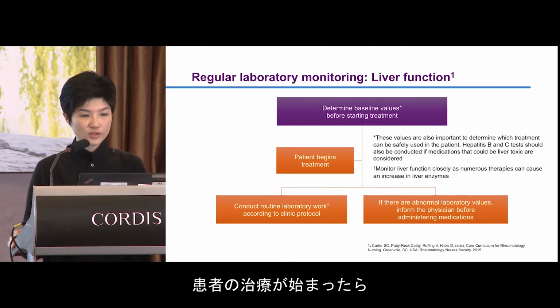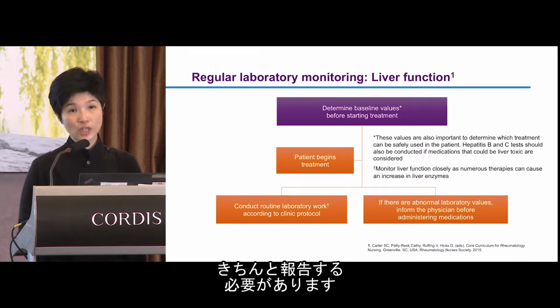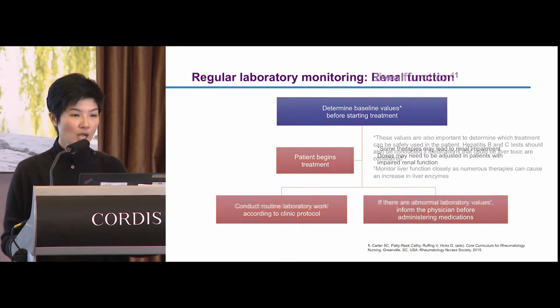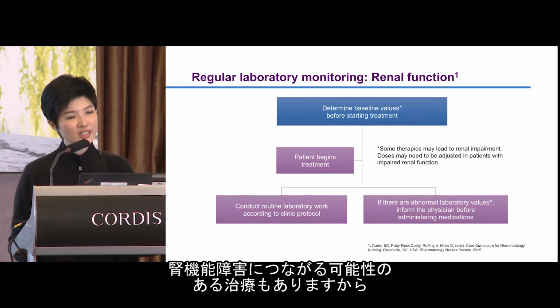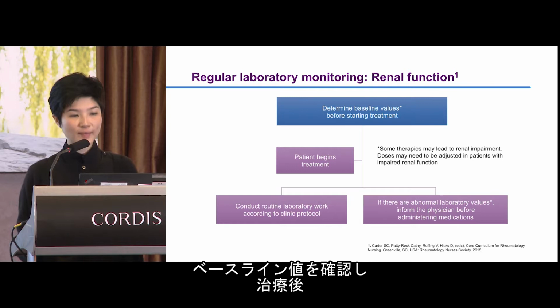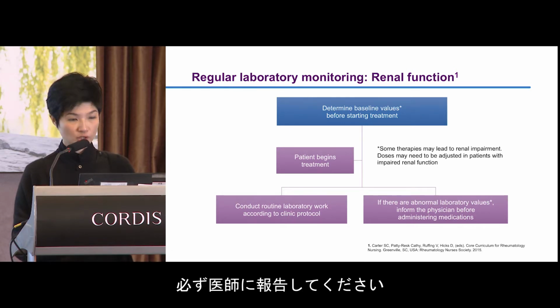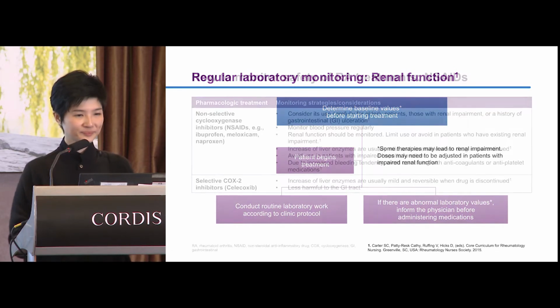So once patients start treatment, you should regularly monitor their blood, and if there are any abnormalities, you should give a shout to your physician. Renal functions, because some therapies may lead to renal impairment, so we may need to adjust doses in patients with impaired renal functions. So just the same as before, check baseline, and then after treatment, you should closely monitor renal functions, and if there are any abnormalities, give a shout to your physician.